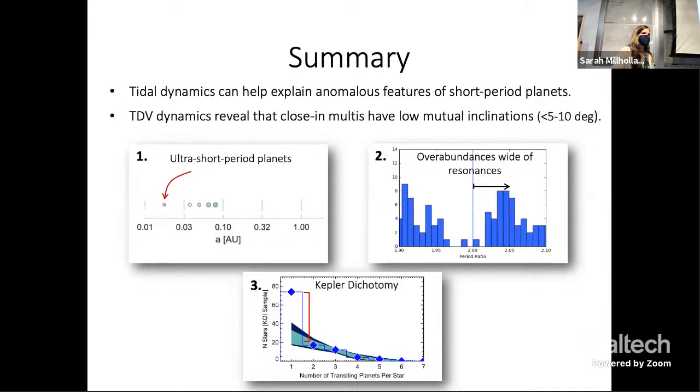And so going forward, it will be interesting to keep examining these short period planet populations and continue to examine the regularities and anomalies that pop out of the data.